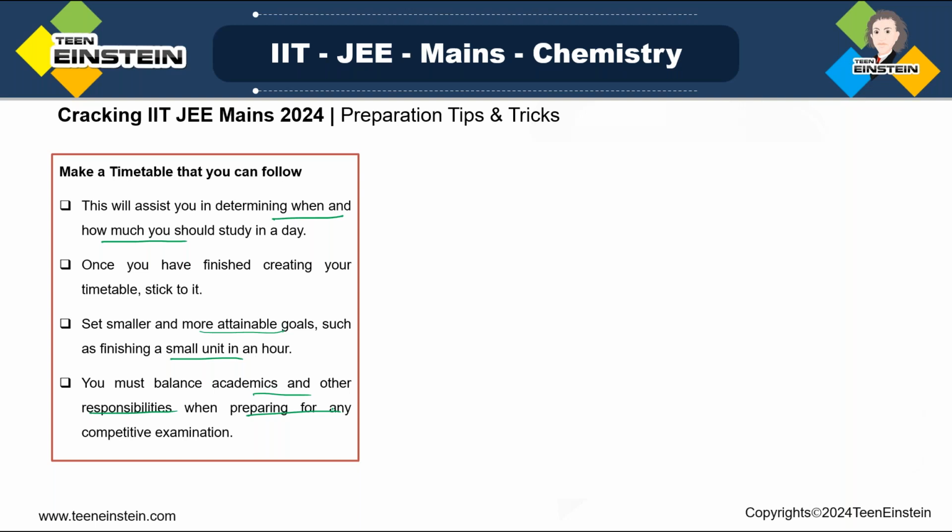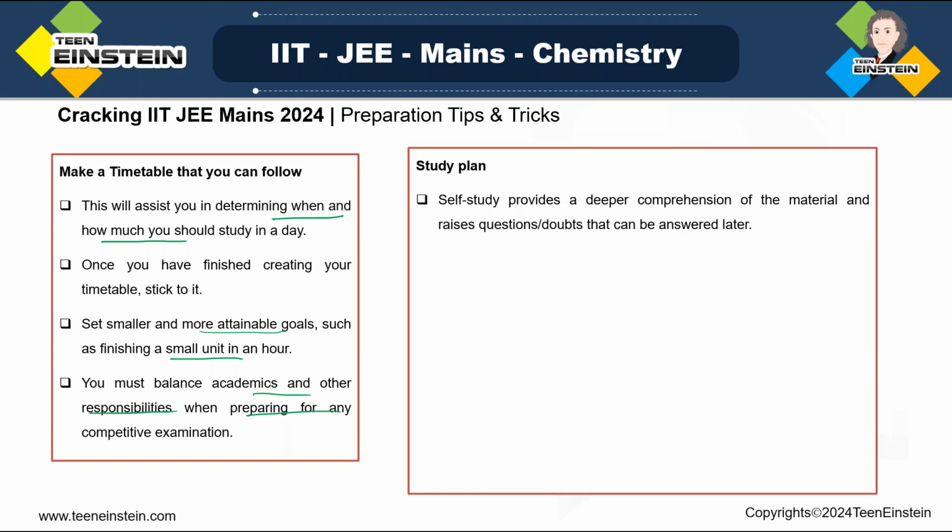Once you have made the timetable, next is the study plan. Now, the timetable is whatever time you will choose to continue your study. And study plan means, suppose today you will read only physical chemistry, tomorrow you will read organic chemistry. It is up to you, whichever way you feel comfortable, but there must be some study plan.